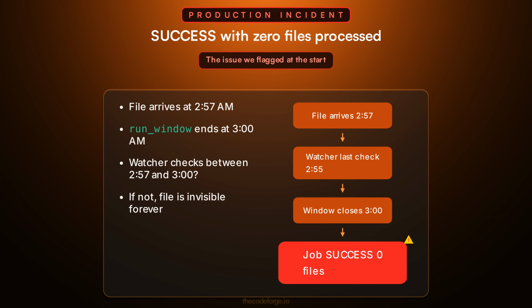Here's exactly why that happened. The file arrived at 2:57 a.m., but the run window ended at 3:00 a.m. The watcher only checks for files during the window. If its last watch interval check was at 2:55, it never saw the file. After 3:00, the watcher stops checking entirely. The file might as well not exist until the next day's window.